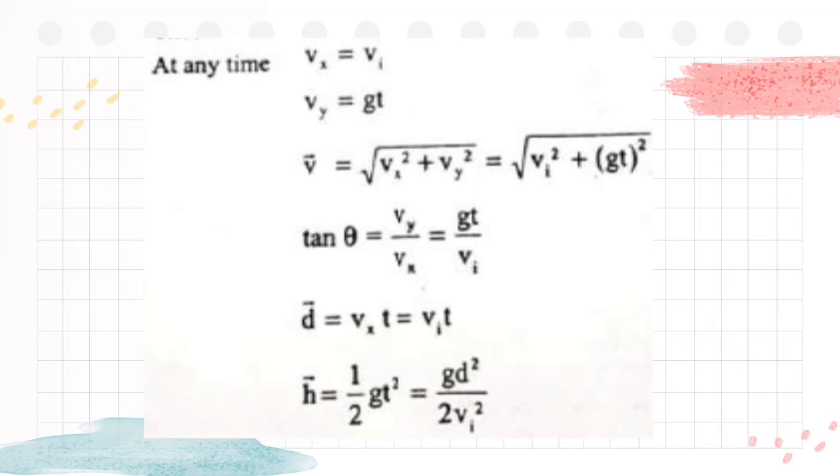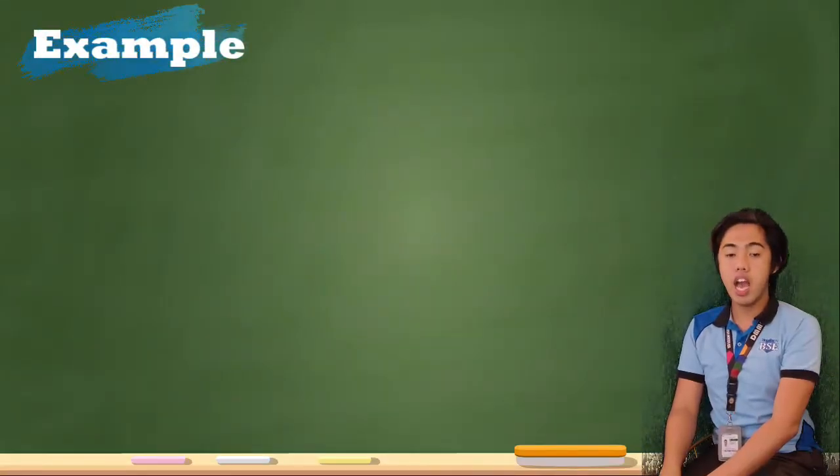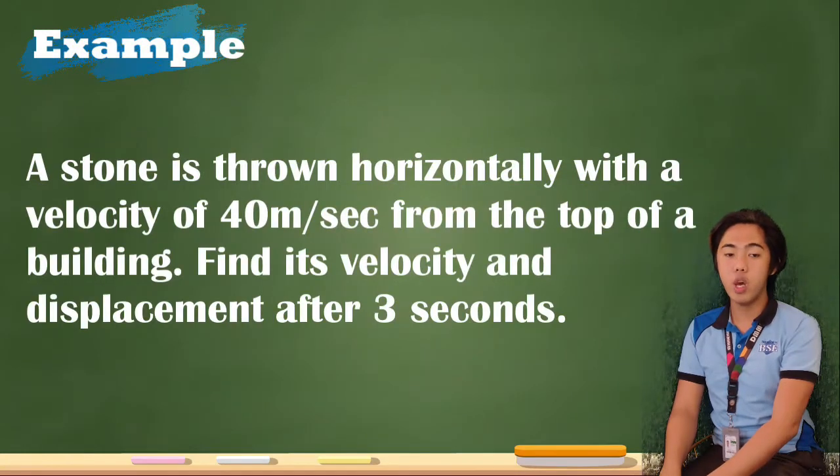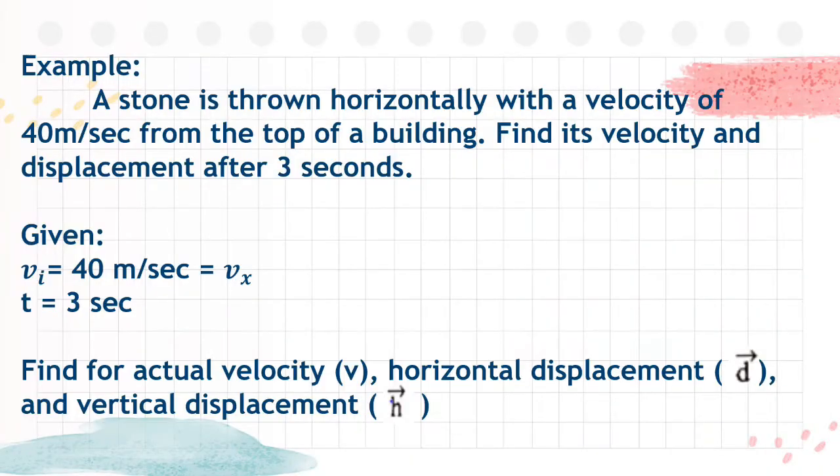For example, a stone is thrown horizontally with a velocity of 40 meters per second from the top of a building. Find its velocity and displacement after 3 seconds. But first, let us identify the given in the problem. Initial velocity is equal to 40 meters per second, which is also your horizontal component, and your t is equal to 3 seconds. Find the actual velocity, horizontal displacement, and vertical displacement.